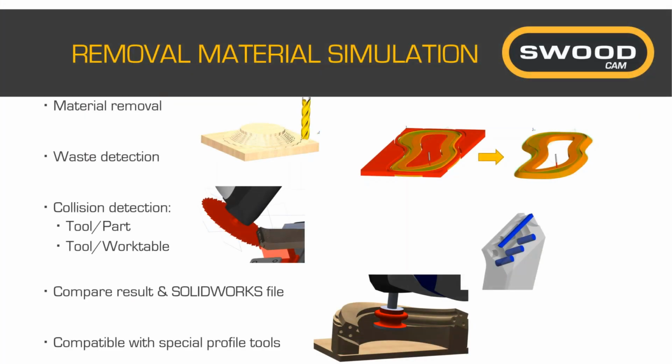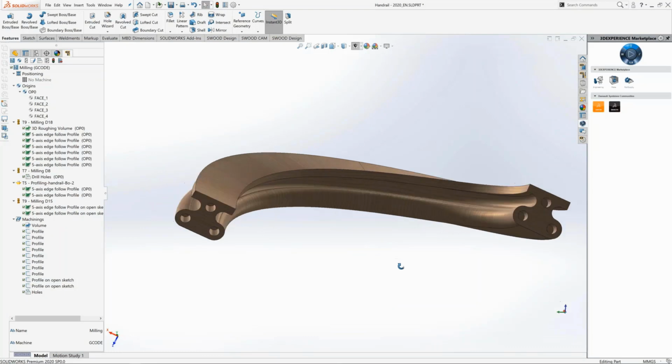In addition to that, one really cool enhancement this year is that we have a material removal simulation available with SWOOD 2020. So we can now see from the stock panel our definition. We can also have the detection of the waste and see it or not. We are able to detect the collision. We can see and compare our final simulation with our original SolidWorks file, and we can do that also with specific profile tools to see directly the final shape of our project, of our part, sorry.